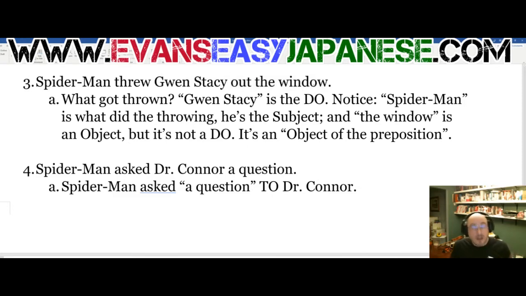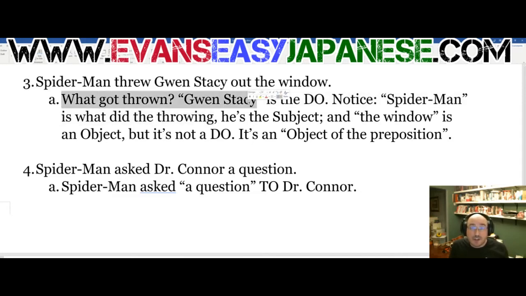Almost all, I shouldn't say almost all, but a lot of objects of prepositions in Japanese will just get the ni particle or something like kara. Actually, no, that's not even true. Just, there's going to be a different particle.